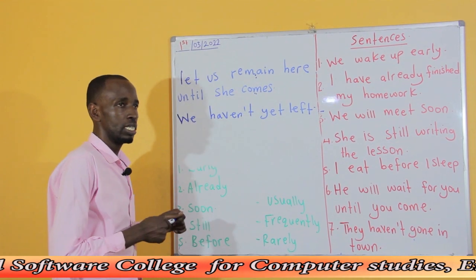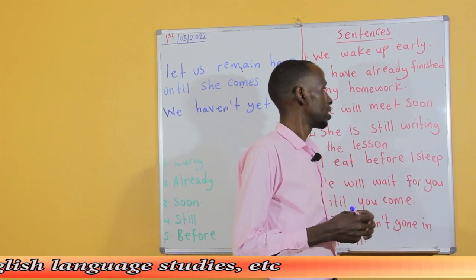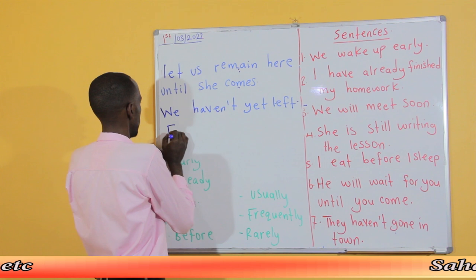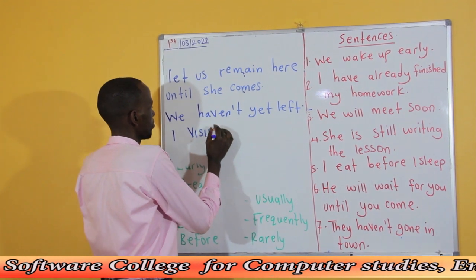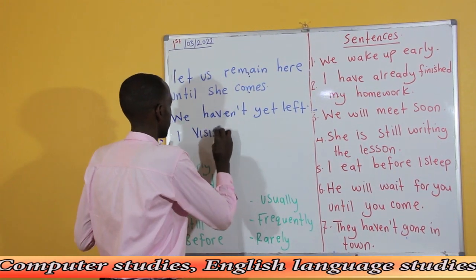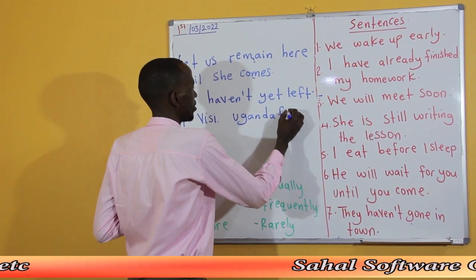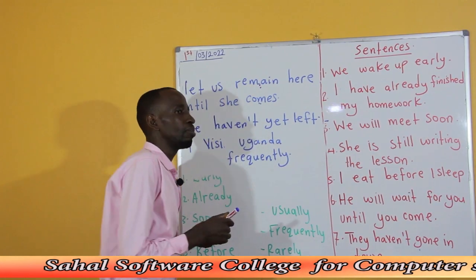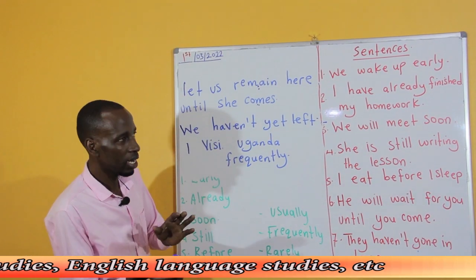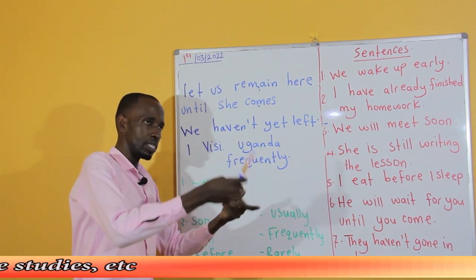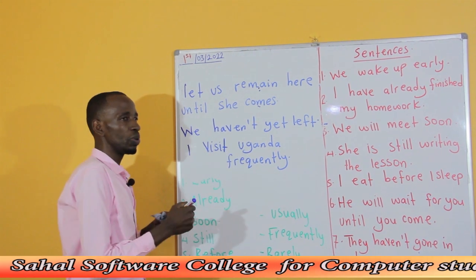Then second last, frequently, because usually it's not very hard for you. Then frequently means something happens many times. Let me first give an example. I visit Uganda frequently. It means something like on and off. Something happening, like you go to Uganda, you come back. You go to Uganda, you come back. That is frequently.